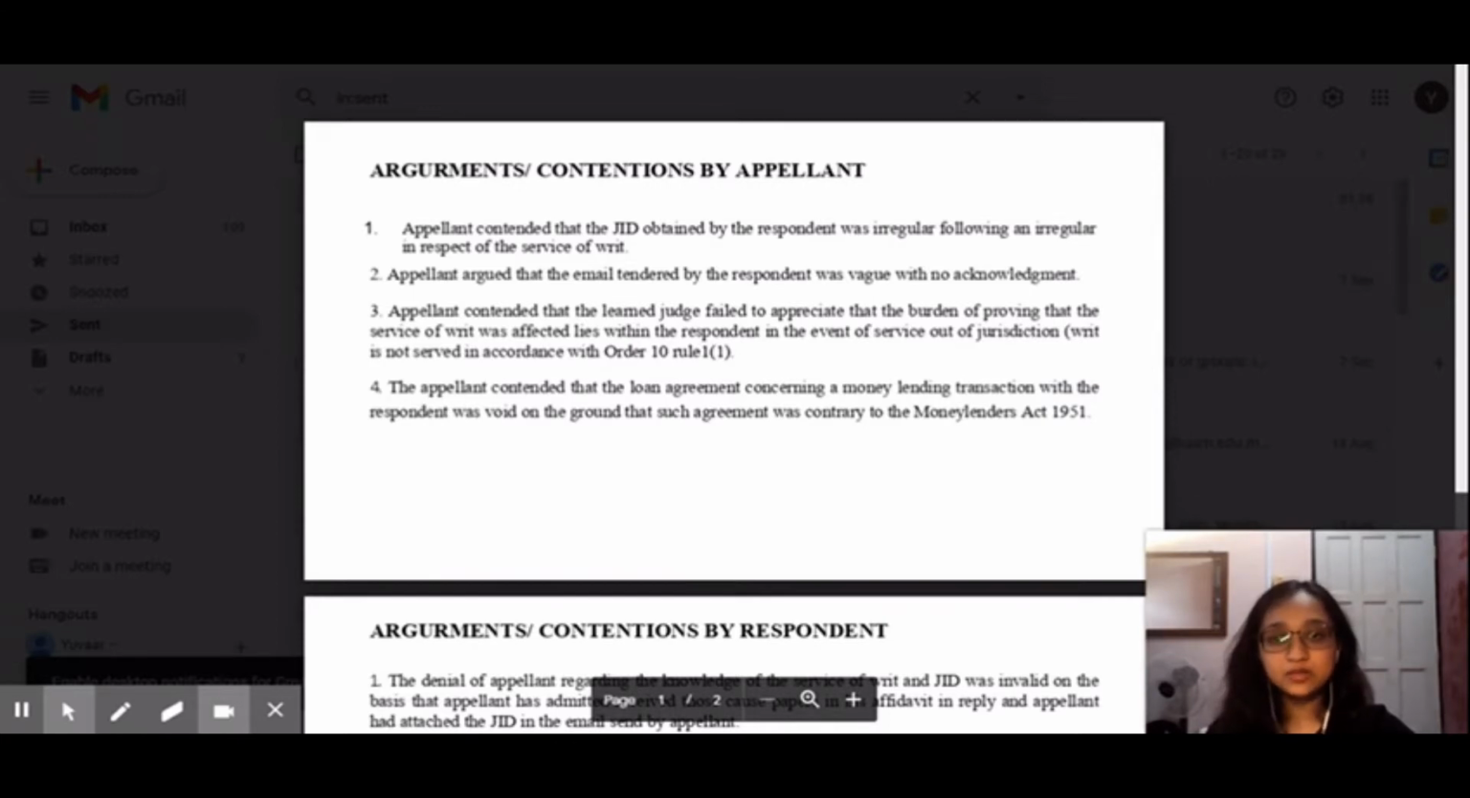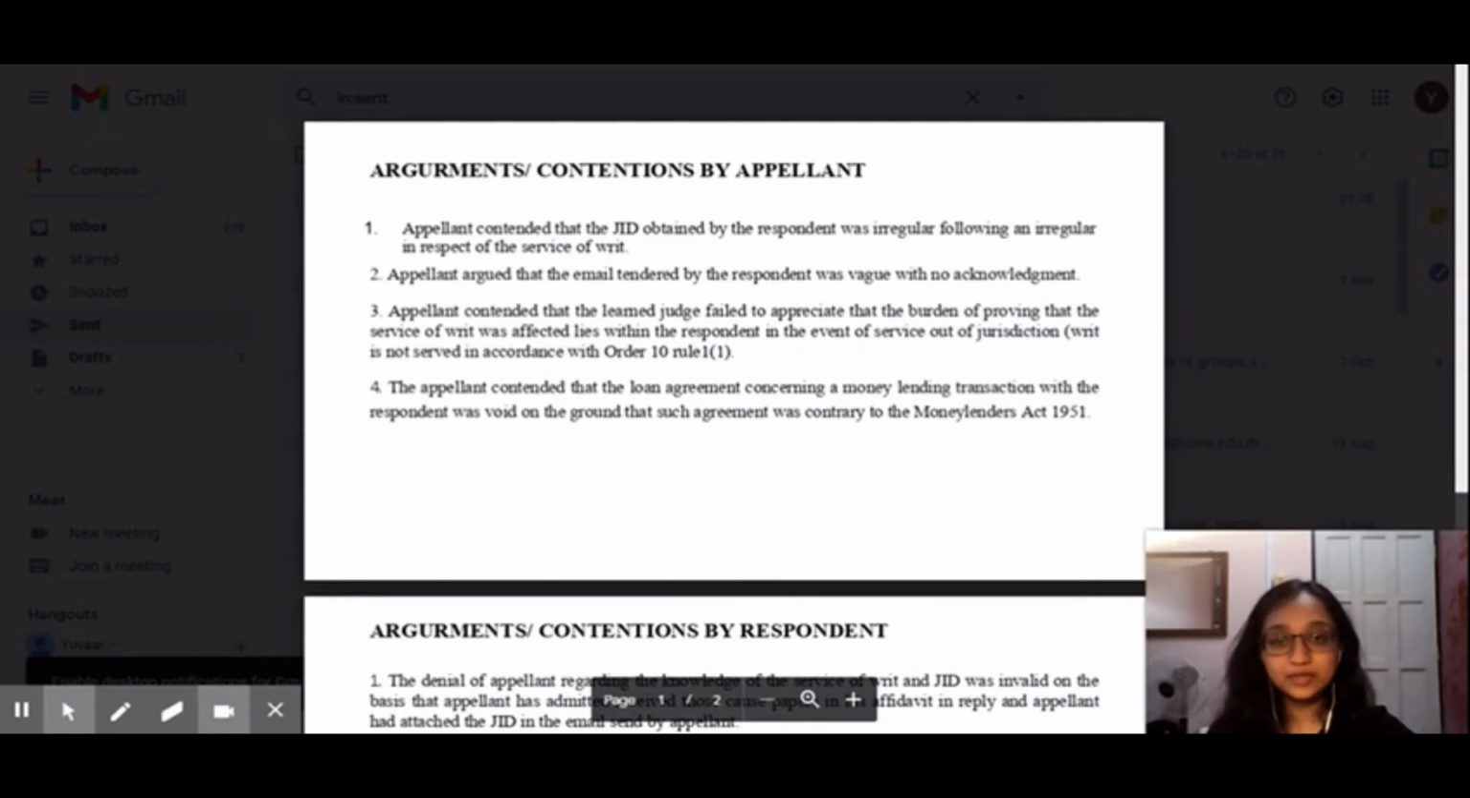Next, the appellant contended that the learned judge failed to appreciate that the burden of proving that the service of writ was effected lies with the respondent in the event of service out of jurisdiction. This means that the respondent who argued that the service of writ was effected should adduce the evidence accordingly to prove that the writ was served on the appellant in accordance with the law of South Africa.